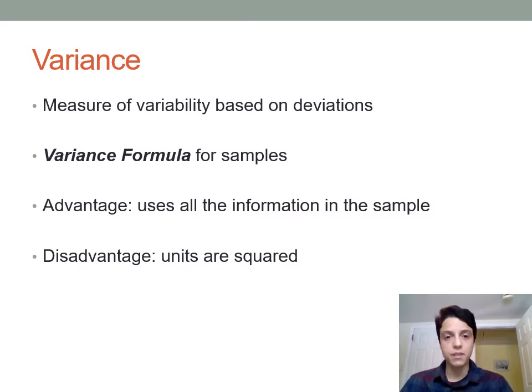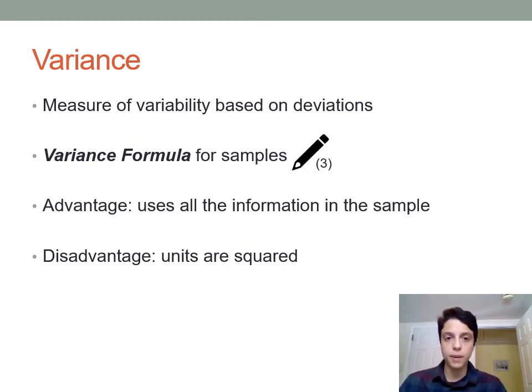A disadvantage to the variance, though, that you will soon meet, is that the units are squared. So it's going to give us a single number that tells us about how variable our data is, but it's going to be in units that are hard to interpret. So the variance is one that is generally not reported as a way of just describing how variable your data is, so it's not really used for that, but it is used in other statistical applications.